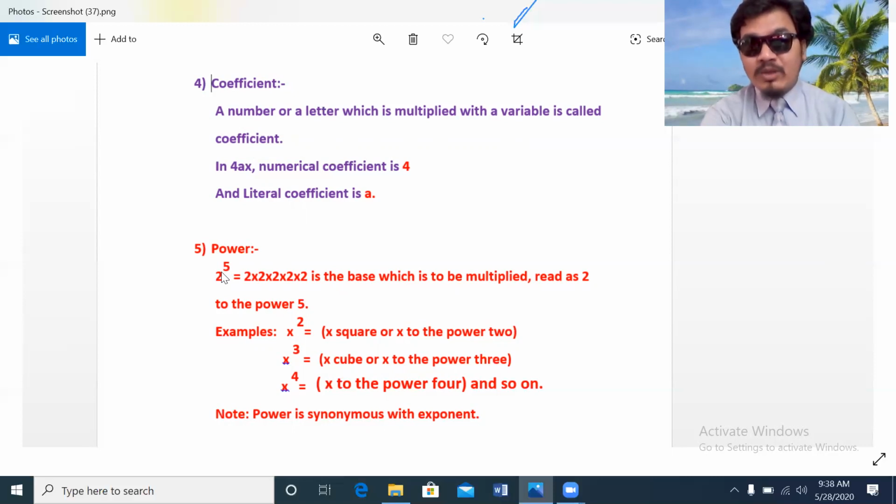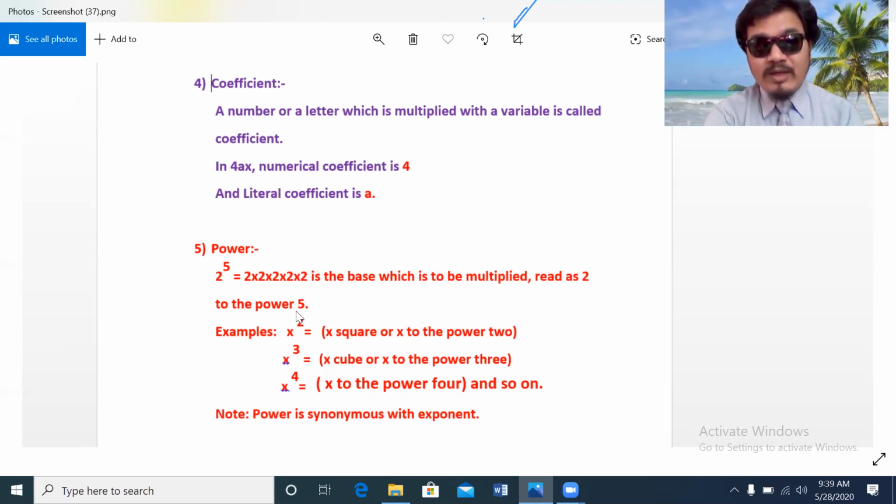What is the meaning of power? Look, 2 to the power 5 means this base 2 should be multiplied 5 times. Look at 1, 2, 3, 4, 5. That 2 is multiplied 5 times. That is the meaning of power. Here, look, 2 into 2 into 2 into 2 into 2. This 2, the base, has been multiplied 5 times. Read as 2 to the power 5.